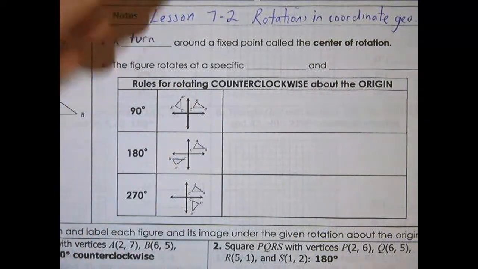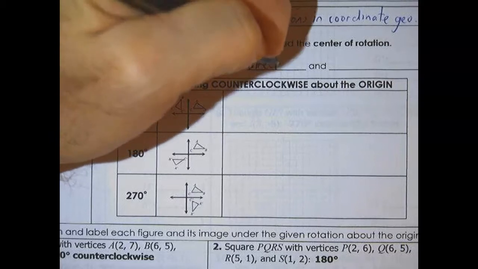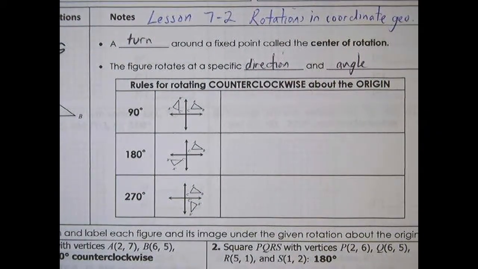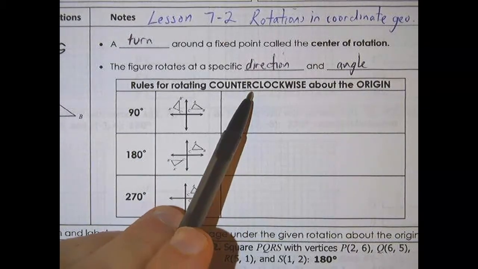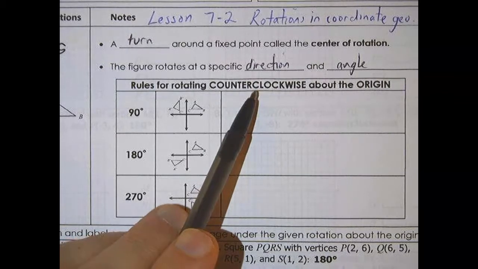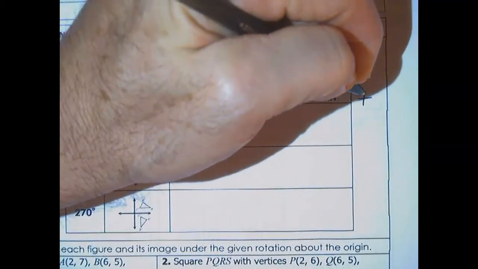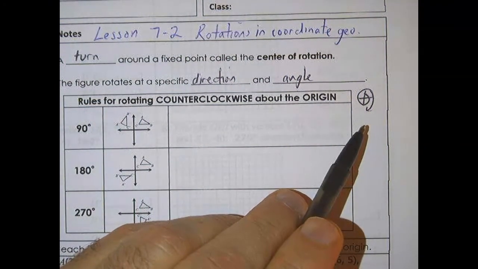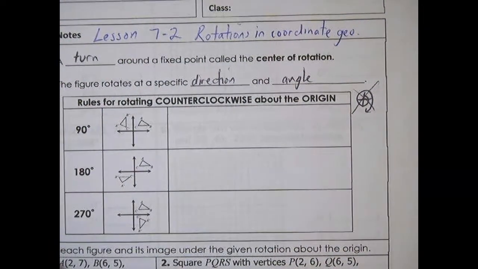The figure rotates a specific direction and number of degrees, so angle. Okay, that's how you determine a rotation. So when you see the angle measures here, that's the angle, and the direction typically will be counterclockwise. Now remember, a clock goes this way. That's clockwise. This is not the one that we're going to do. We're going to do counterclockwise, which is the opposite of the direction of a clock.